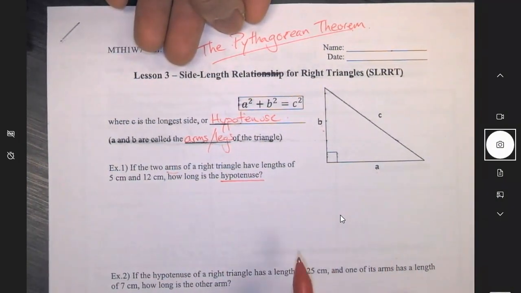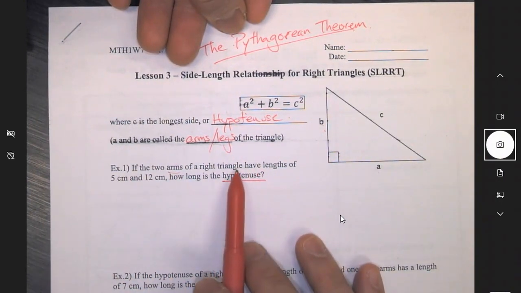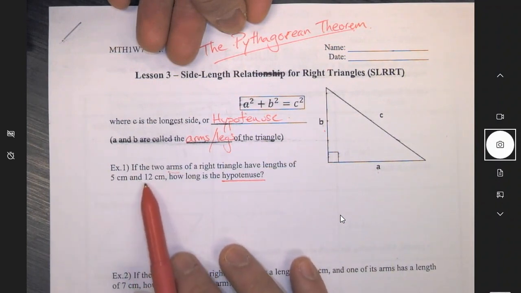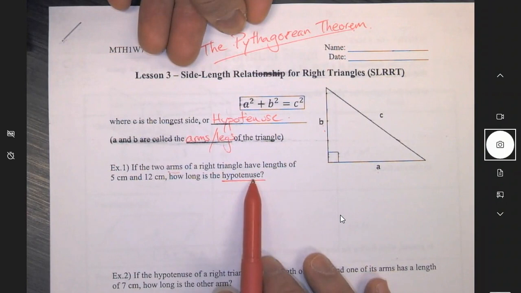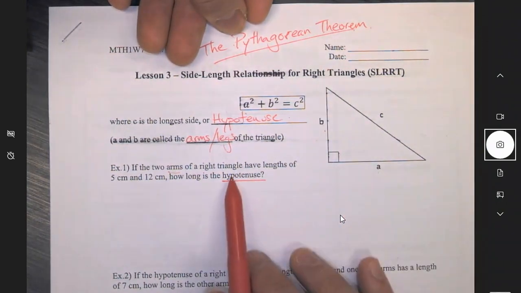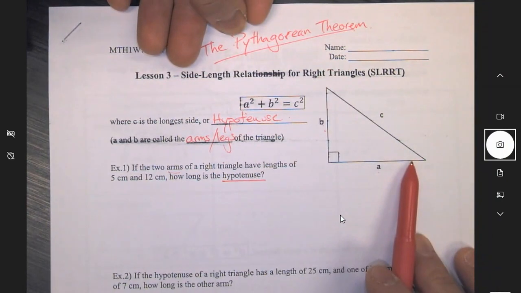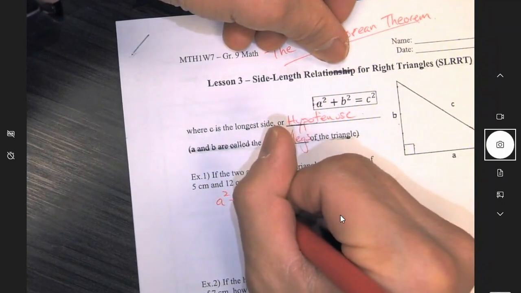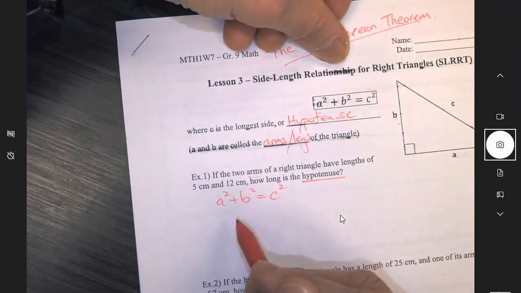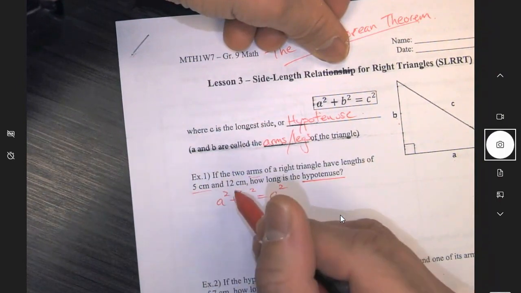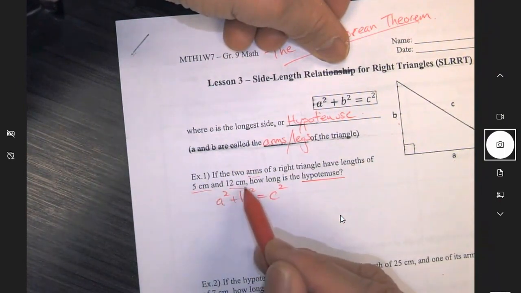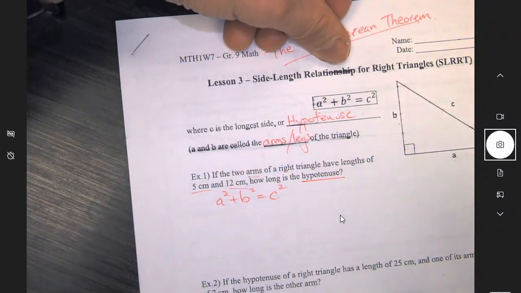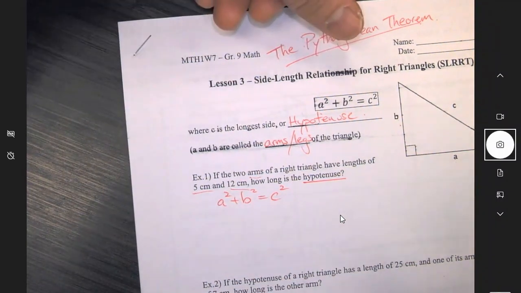So let's do this question here. If two arms of a right triangle have lengths of 5 centimeters and 12 centimeters, how long is the hypotenuse? Keep in mind the hypotenuse is always the long side. So we're talking about a squared plus b squared equals c squared. Your a could be 5 and b could be 12. Either way is fine, as long as you have 5 squared and 12 squared. Whether you have 12 first or 5 first, it doesn't matter at all.